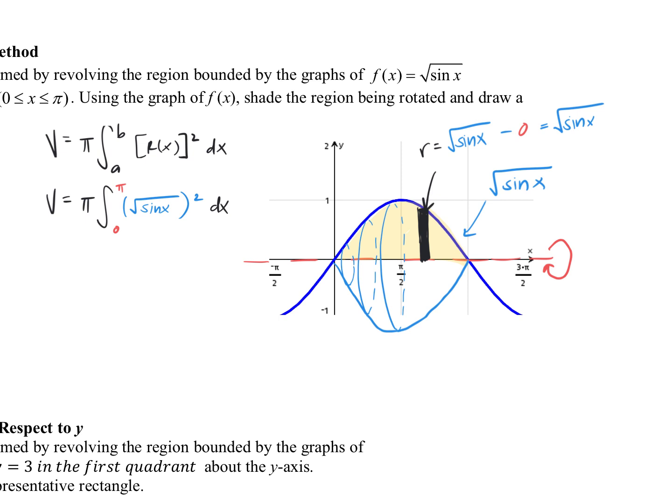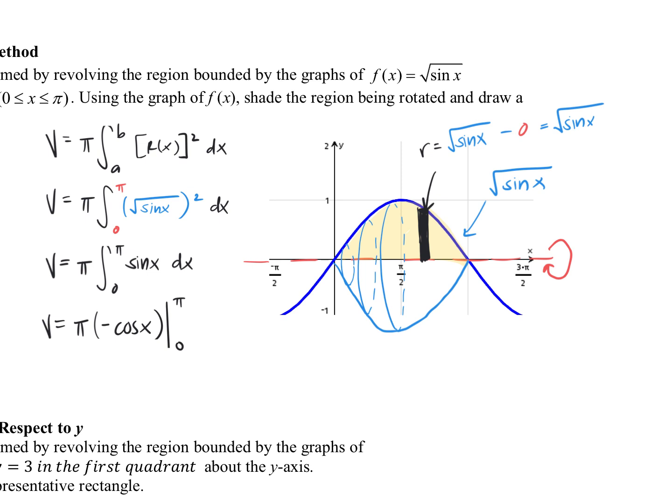Okay, and then from here we can go ahead and integrate this by hand. Let's do a little simplifying algebra before we integrate. If I square the square root of sine, I end up getting just sine, right? So I've got the volume is pi times the integral from 0 to pi of sine of x dx. And if I integrate sine of x, what do I end up getting? Negative cosine. Very good. So I've got pi times negative cosine of x, and we're going to evaluate that at pi and at 0.